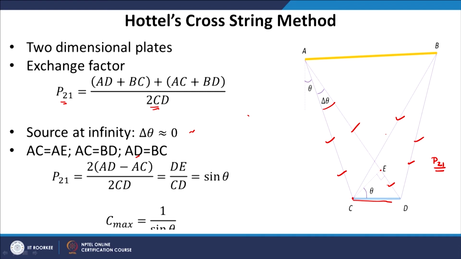So, using this relation, now this should be minus. So, using this relation P21, the exchange factor is equal to 2 times AD minus BC upon 2 CD, or is equal to DE. DE is this distance, upon CD, and from this triangle DE by CD is sin theta. So, you get C max is equal to 1 upon sin theta.